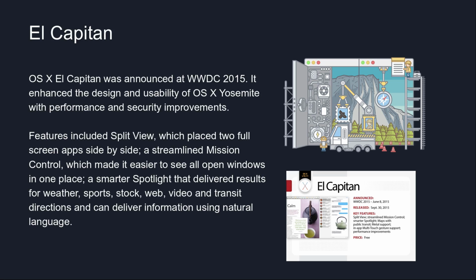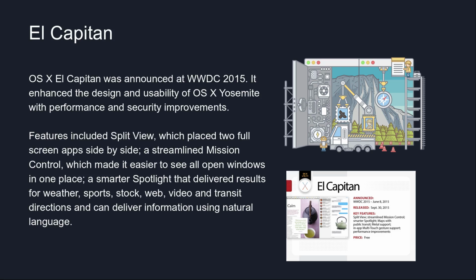A year later, El Capitan was introduced, enhancing the design and usability of Yosemite with performance and security improvements. Its features include Split View, which placed two full screens of apps side by side, a streamlined Mission Control, which made it easier to see all open windows at once, a smarter Spotlight that delivered results for weather, sports, stock, web, video, and transit directions, and can deliver information using natural language.